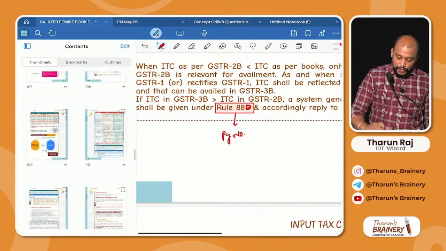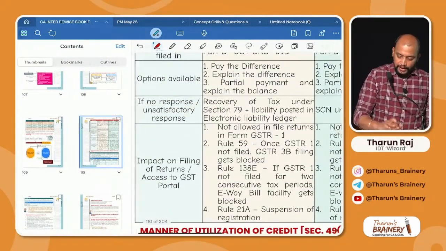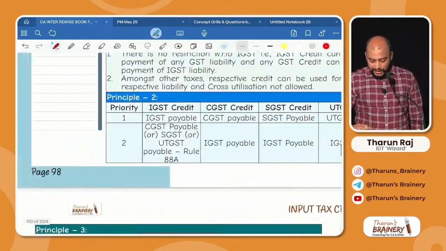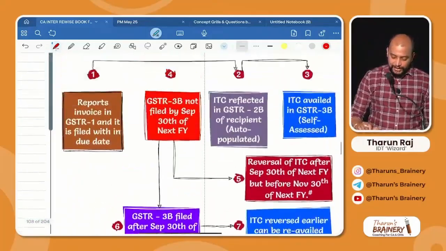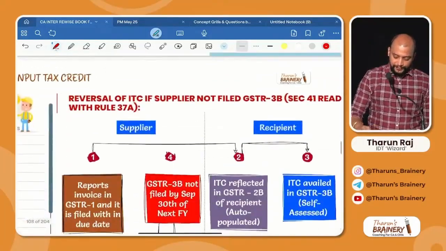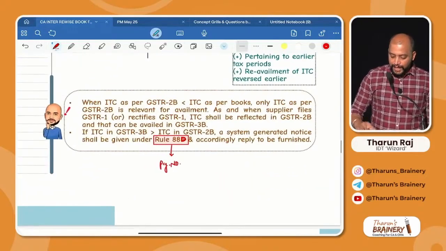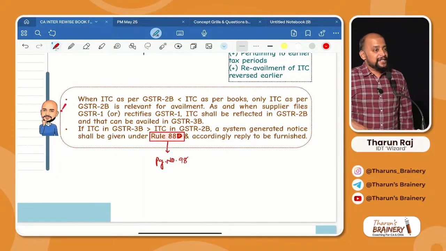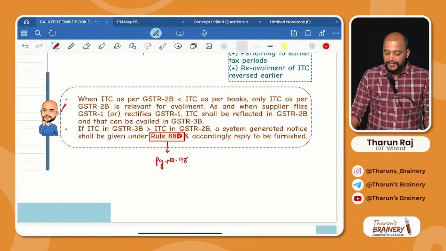Okay, I will check. You write the page number. Not returns, sorry, not returns. In this itself, page 98. Page 98, this information is there. You can see that page number 98.